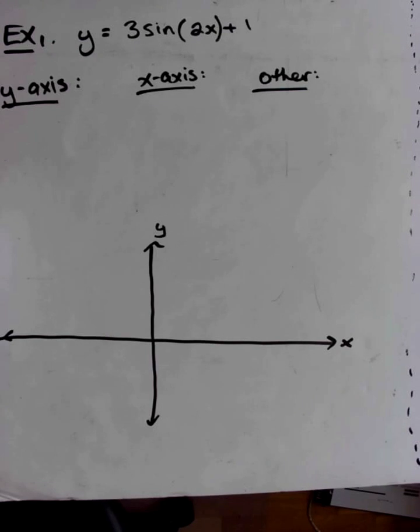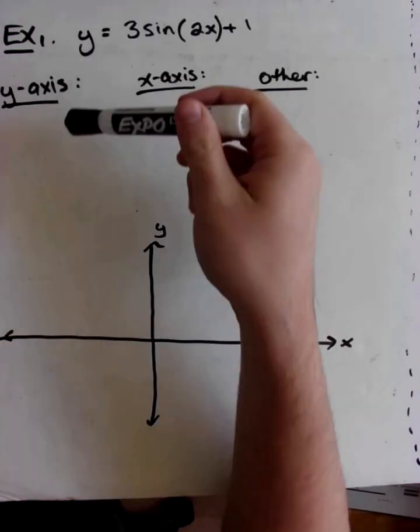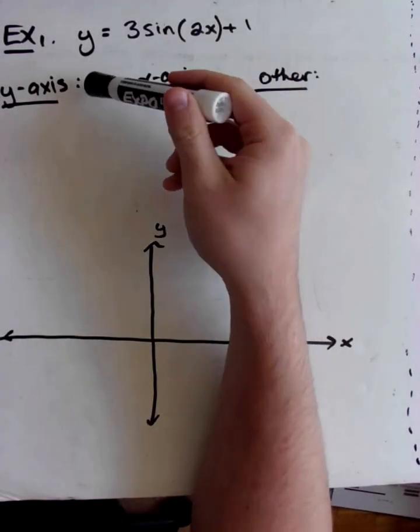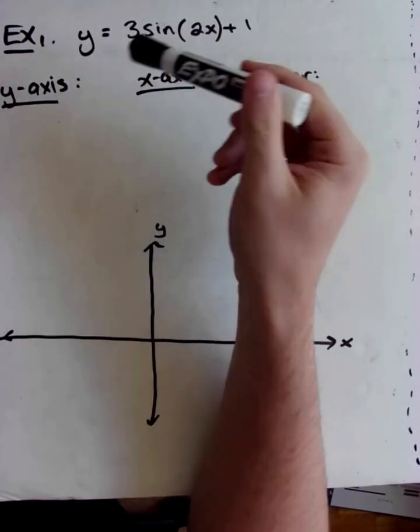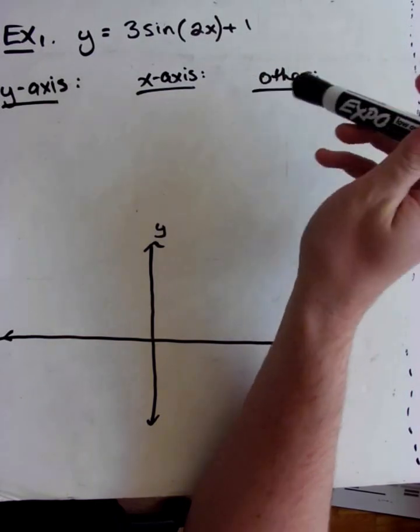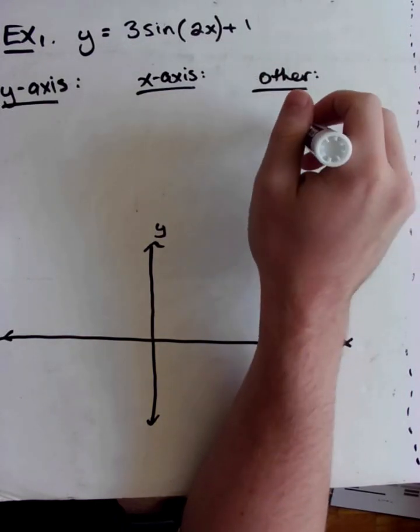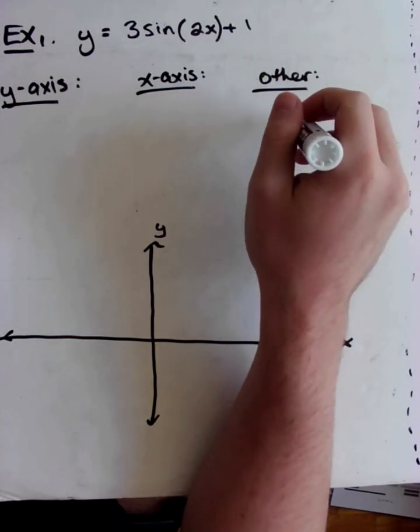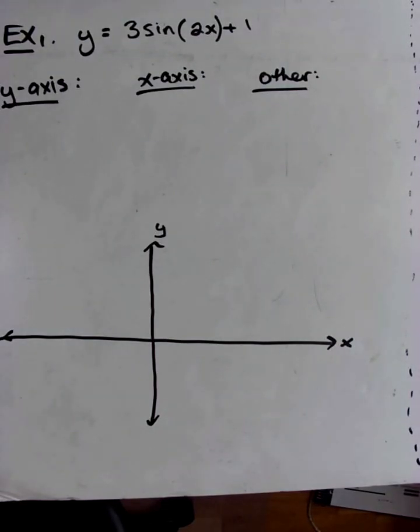All right, so we have y is equal to 3 sine of 2x plus 1, and the expectation is that we need to graph this graph. Here's how we'll always split up our questions. We're going to have some info for the y-axis here on the left, some info for the x-axis, and then other info that's going to be really important to our question. And we're going to set it up the exact same way for sine and cosine.